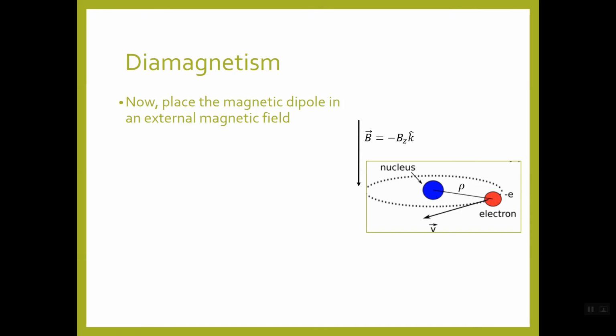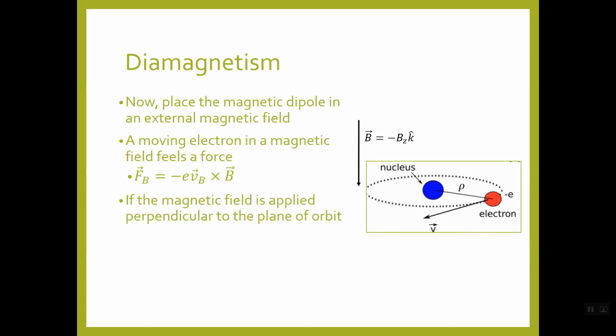So now we're going to place the magnetic dipole in an external magnetic field. In this case, I'm going to put the magnetic field in the negative z direction. And we know a moving electron in a magnetic field is going to feel a force, negative e v cross B. If the magnetic field is applied perpendicular to the plane of orbit, then the magnitude is just evB, because we have a sine of 90 there.